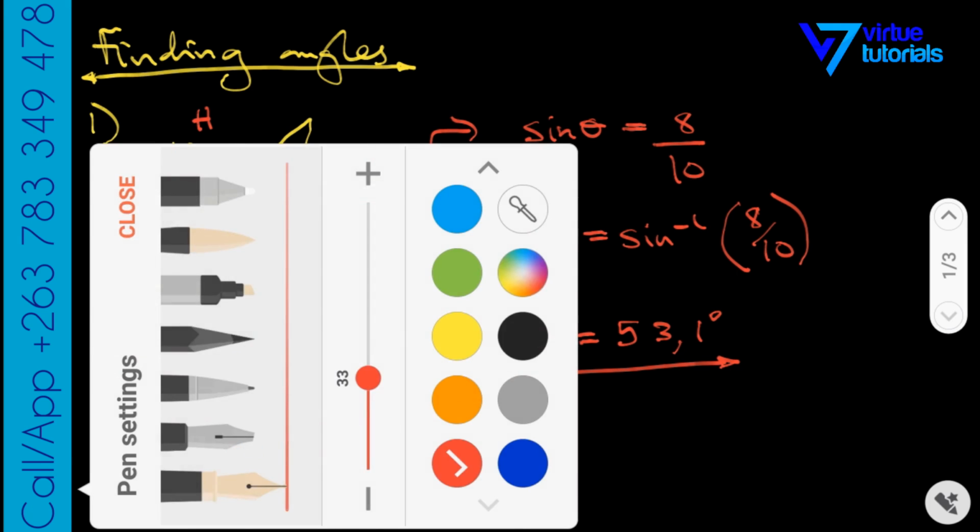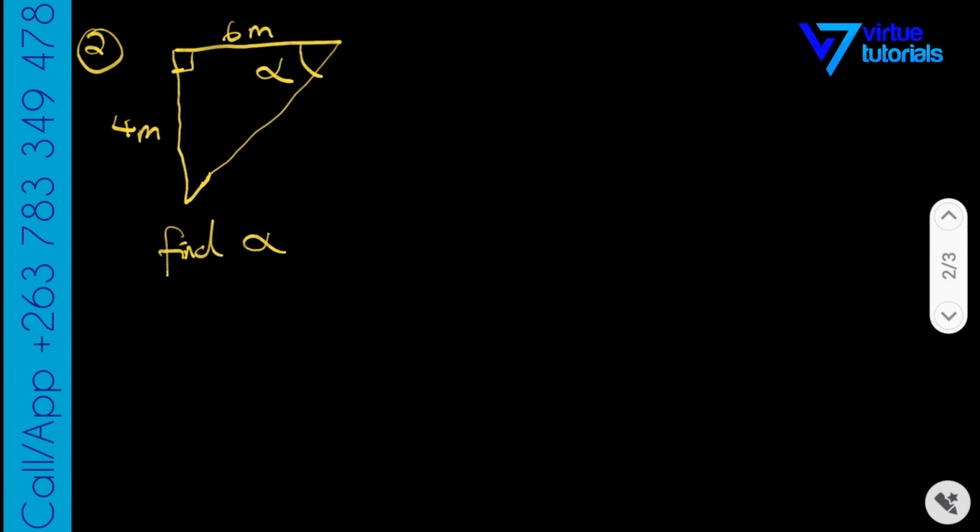So let's try another example. Okay, here's another example. This time we have an angle alpha, and alpha is just another Greek letter that we use to denote or identify angles. So for this triangle, the hypotenuse is this one, and this 4 is opposite alpha, so this is the opposite, and that's the adjacent. In this case, our information is on the opposite and on the adjacent. There's nothing here on the hypotenuse.